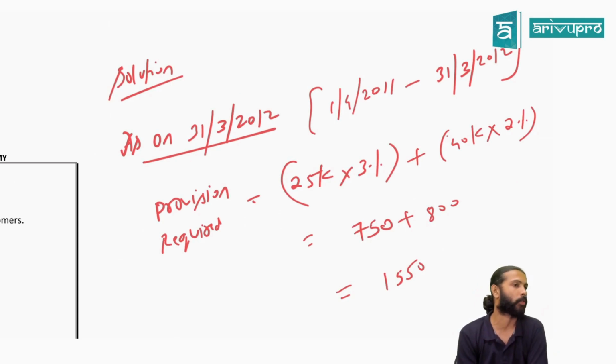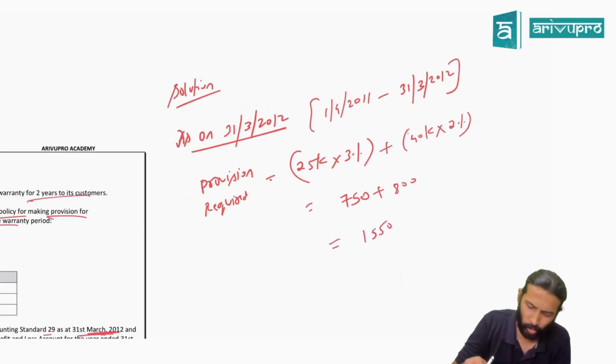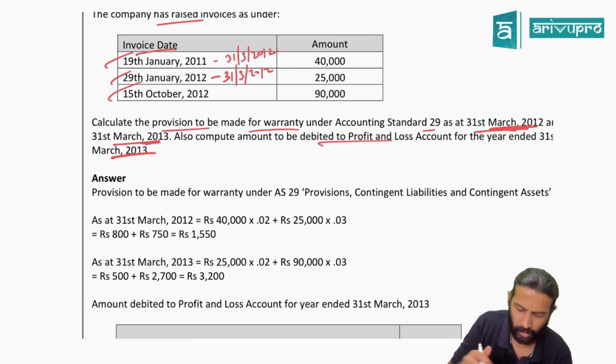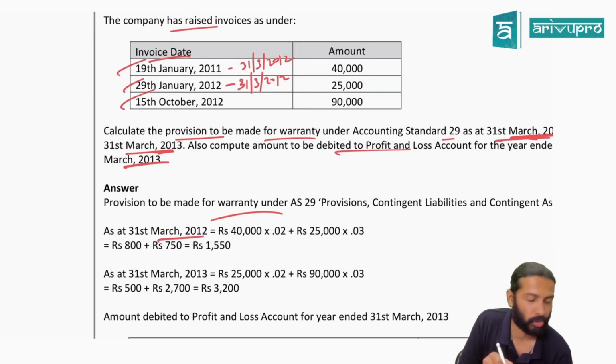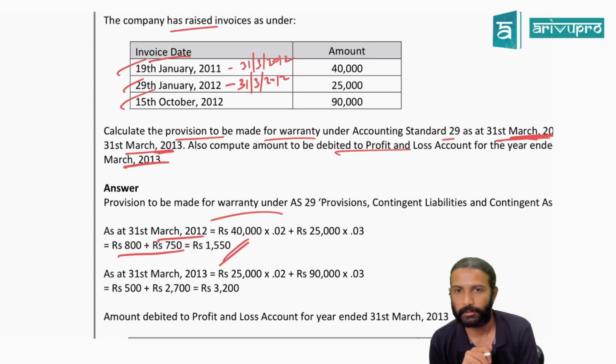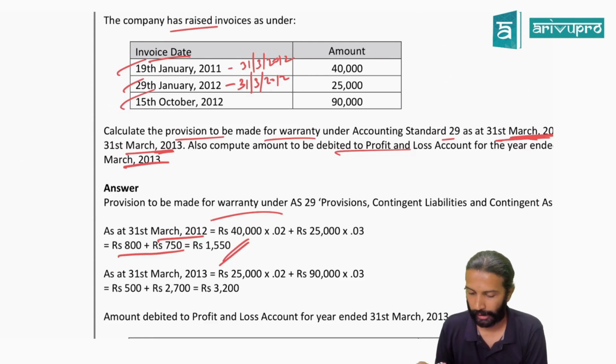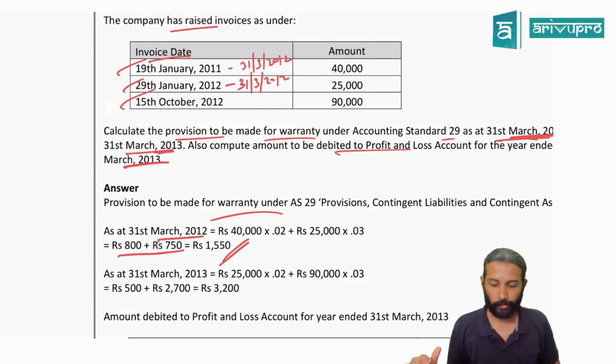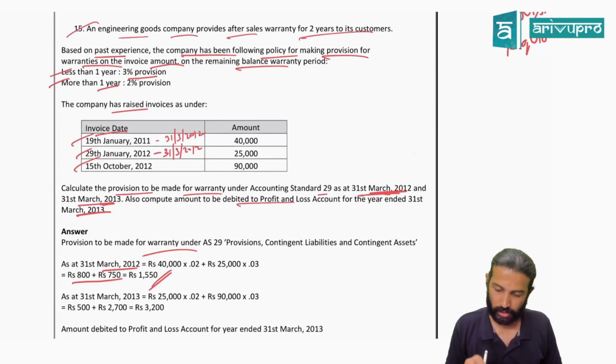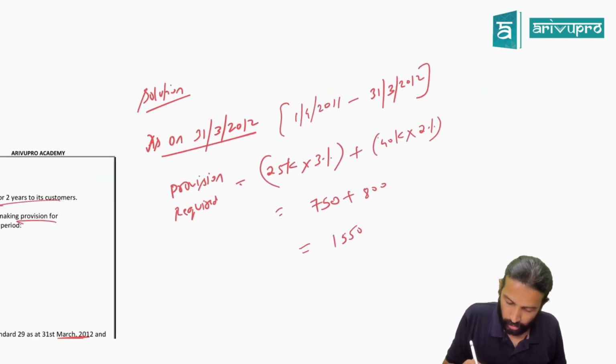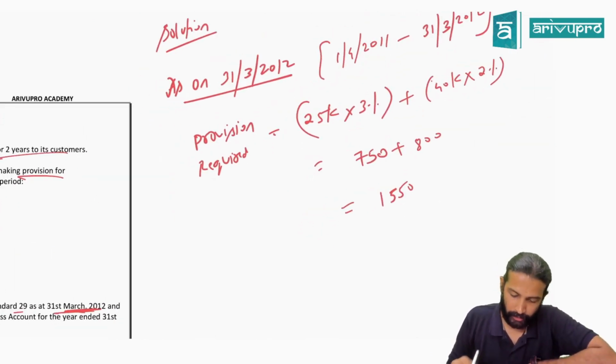Anybody having any sort of confusion? They have given, you don't have to copy here. Nicely only they have given. Check. Provision made as on 31st March 2012: 800 plus 750, which is 1,550. Same thing what I showed already, they've written here. Good or confusion? Online? Good enough or doubts? Respond. Good. All right. Next, sir.